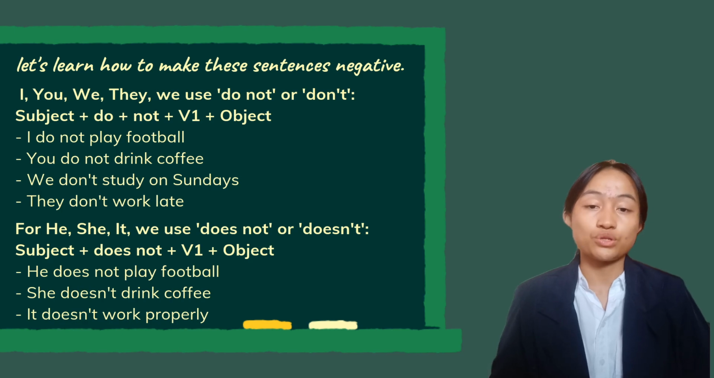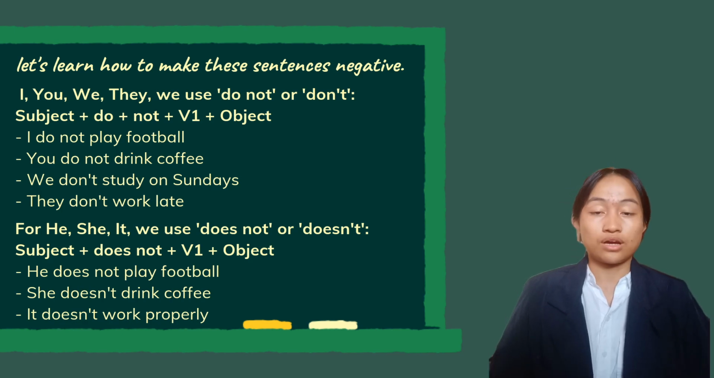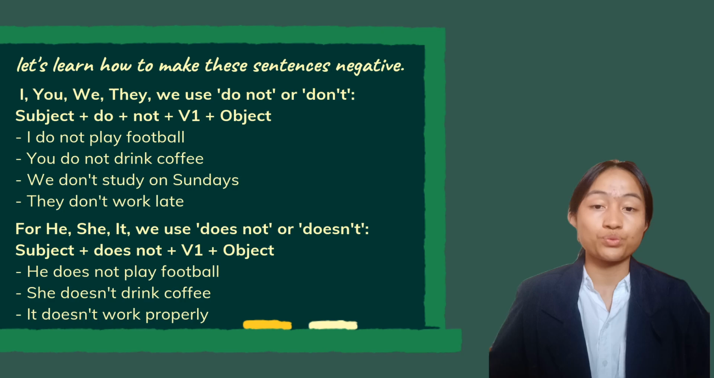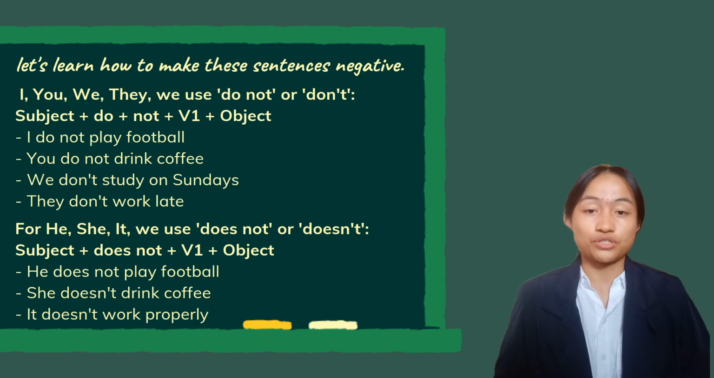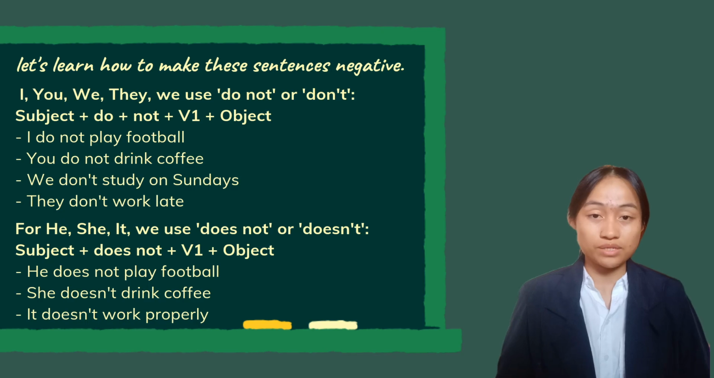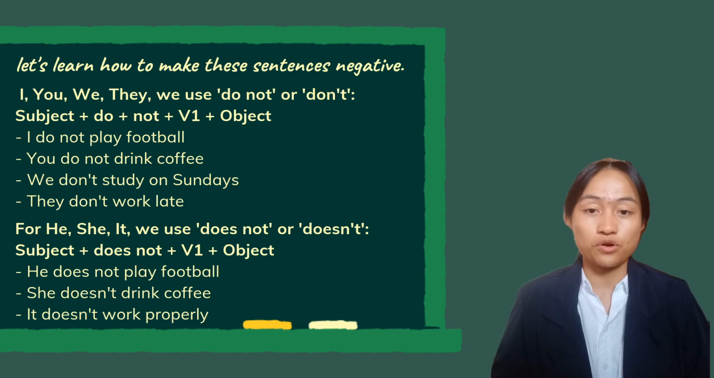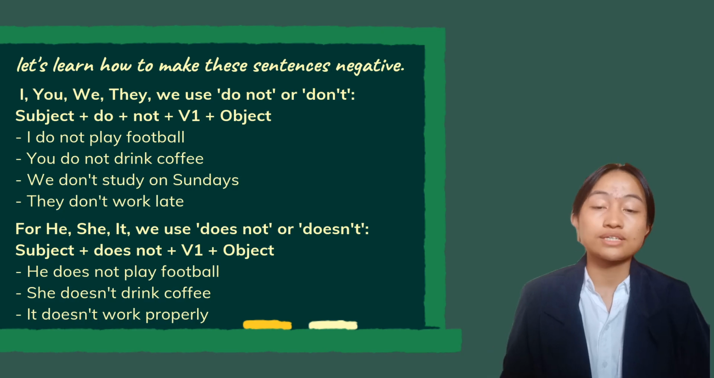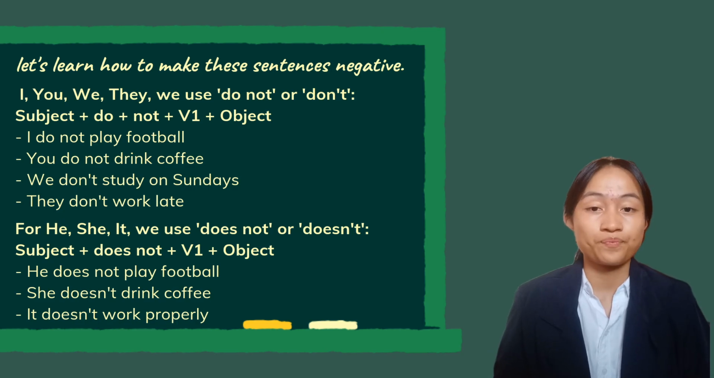Now, let's learn how to make these sentences negative. We need do not and does not. For I, you, we, they, the formula is subject plus do plus not plus verb 1 plus object. We use do not or don't. For example, I do not play football. You do not drink coffee. We don't study on Sundays.